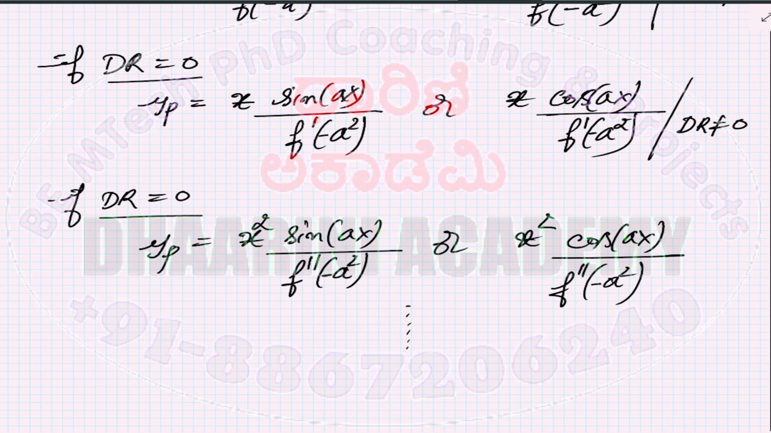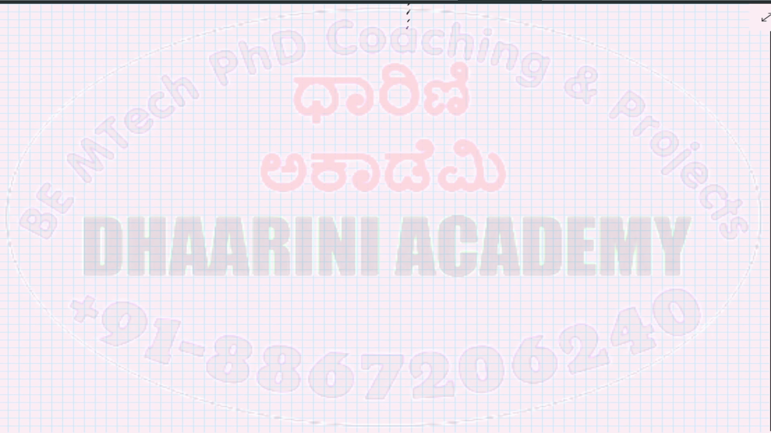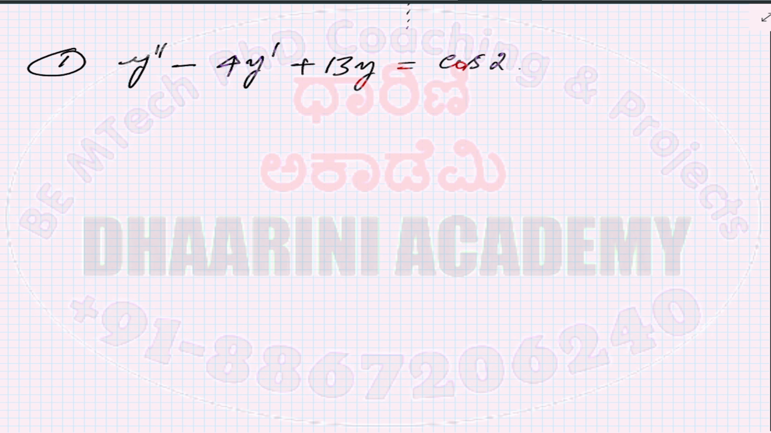Alright, so now we'll directly go to the problems based on this second category. Okay, so type 2 problems. Problem number 1. This is y double dash minus 4 into y dash plus 13 into y is equal to cos 2x.